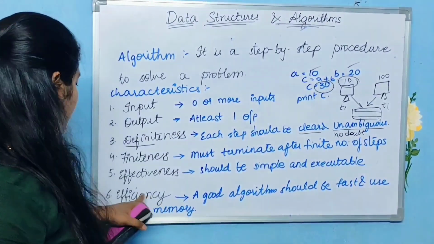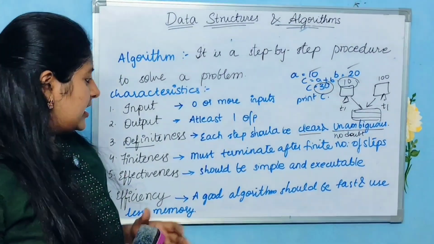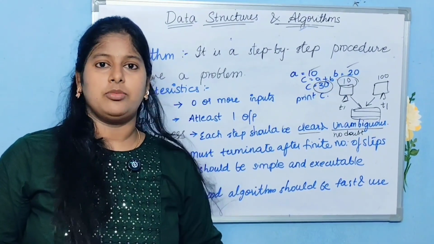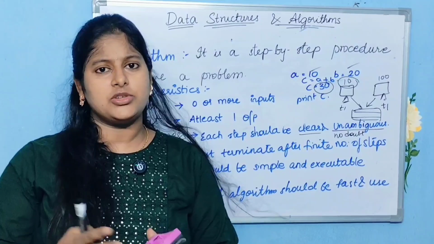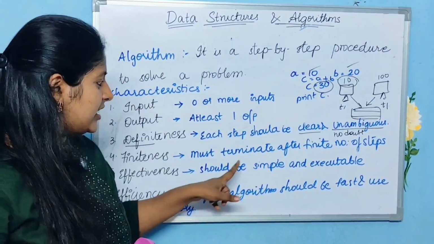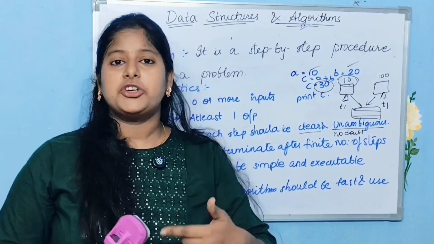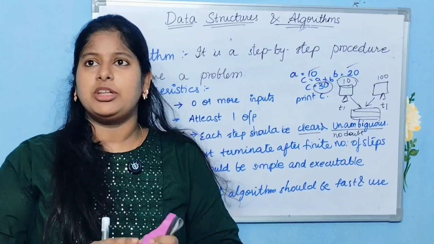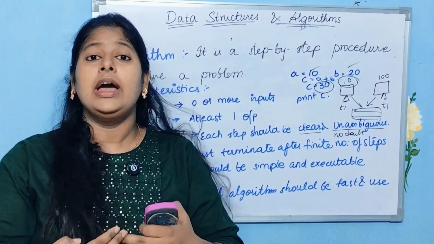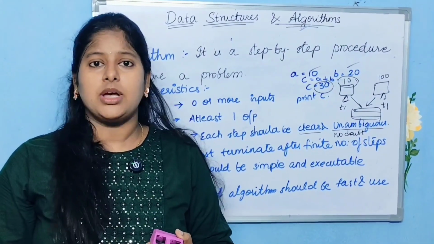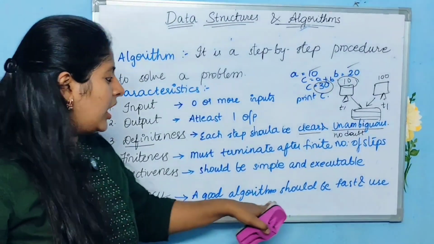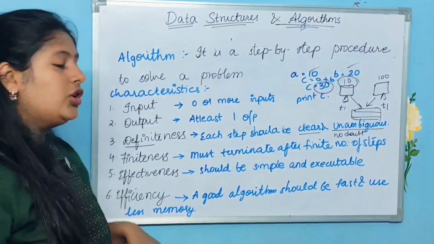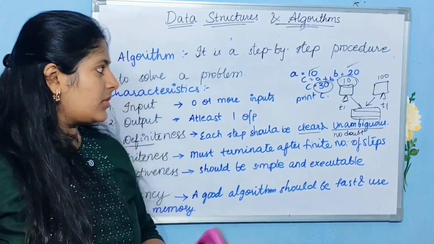Okay? Next one is effectiveness. It should be simple and executable. It should not contain large words and things that are not understood by people. It should be very clear, simple and executable. It should be practically possible, not something impossible where you can only explain the hypothesis of something. The next one is efficiency. A good algorithm should be fast and use less memory.